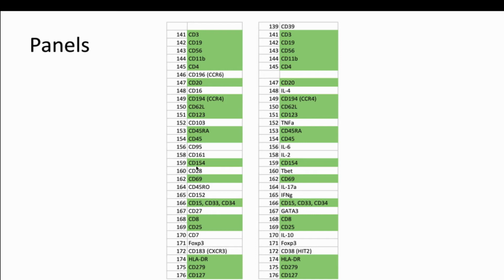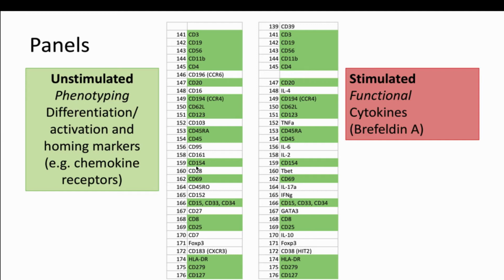You can see the core overlap. So there's a really high degree of overlap enabling us to do basic phenotyping. But then in the panel on the left, this is the panel for unstimulated cells. And there are things here for doing phenotyping, looking at differentiation and activation and homing markers, for example, the chemokine receptors and so on. Then in the stimulated panel, we're able to look at more functional things.